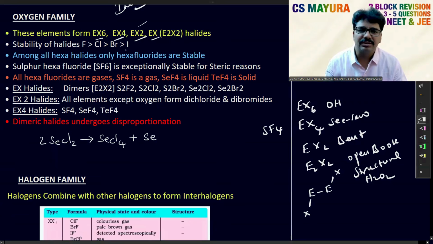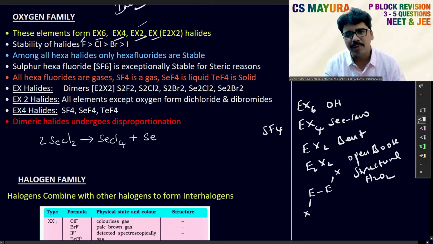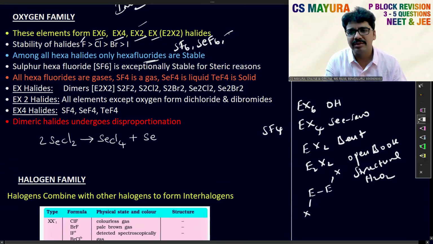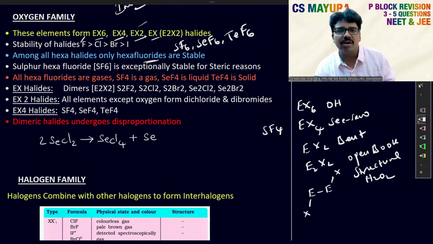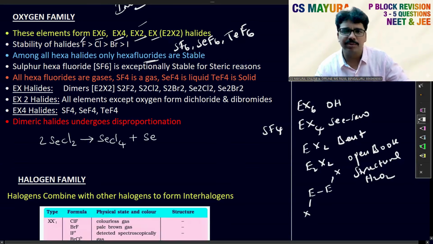The stability of halides increases with electronegativity. So fluorine is greater than chlorine, next bromine, and next iodine. Among all hexahalides, only hexafluorides are stable. SF6 is stable, SeF6 is stable, TeF6 is stable. When sulfur, selenium or tellurium combine with chlorine or bromine, those compounds are relatively unstable, but with fluorine they are stable.